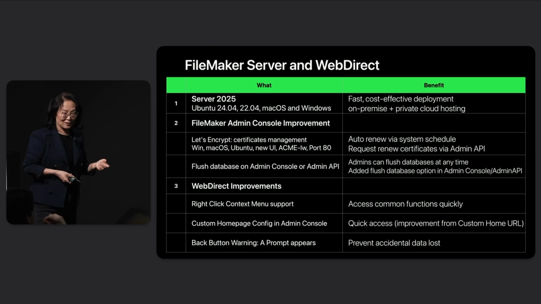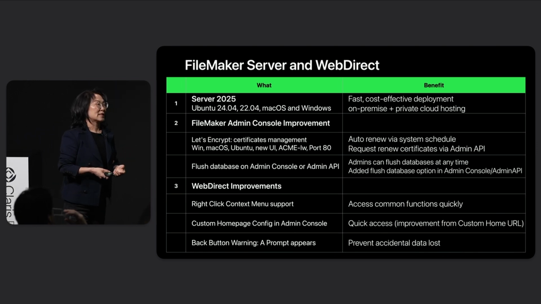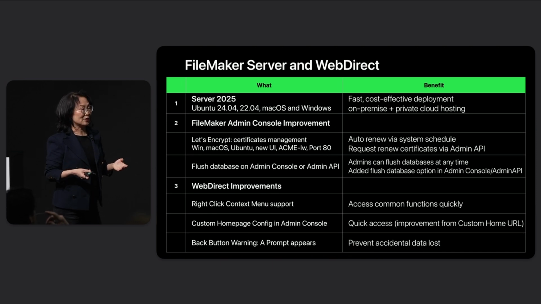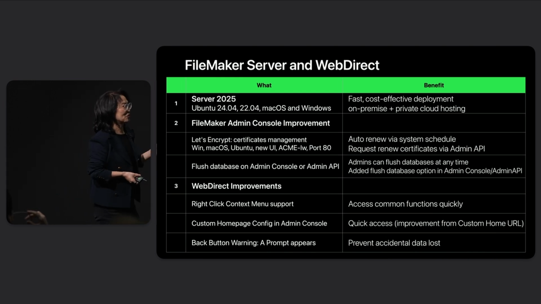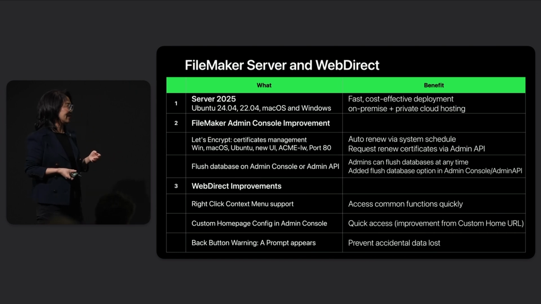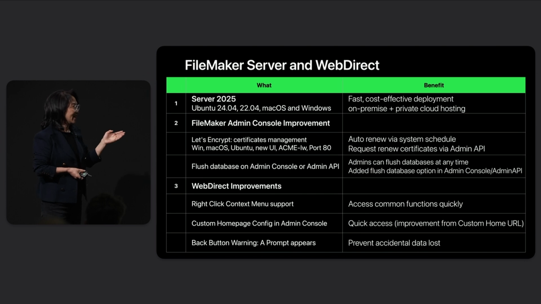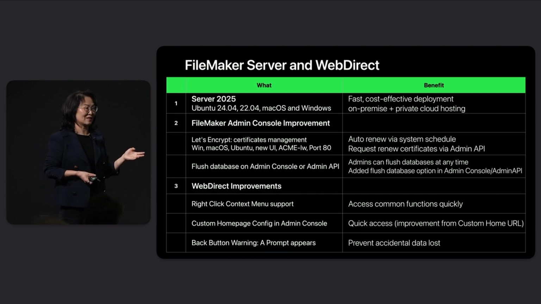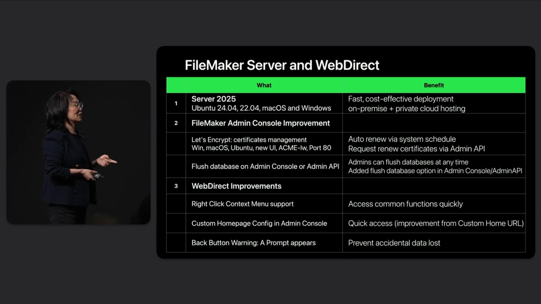WebDirect. We scaled up to 1,000 concurrent users last year. This year, we added right-click context menu support to access common functions quickly and intuitively. A custom home page can be configured in the admin console for quick access. This is from the improvement of custom home URL.